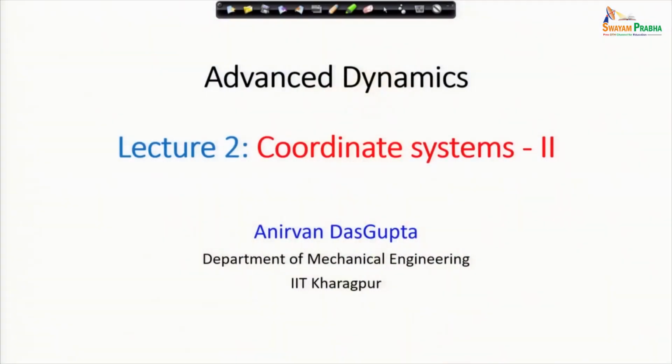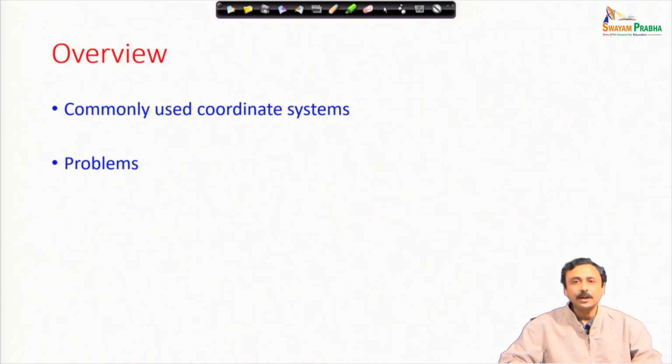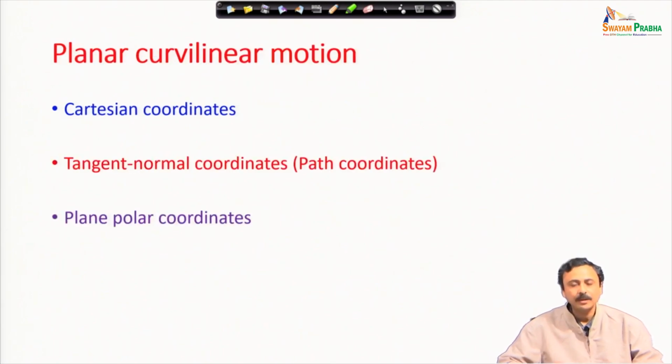Hello, let us start with our second lecture. Here we are going to continue our discussions on the commonly used coordinate systems and look at some problems. In the last lecture I had started with the Cartesian coordinates, and in this lecture I am going to discuss the tangent normal coordinates, also known as the path coordinates, and the plane polar coordinates.